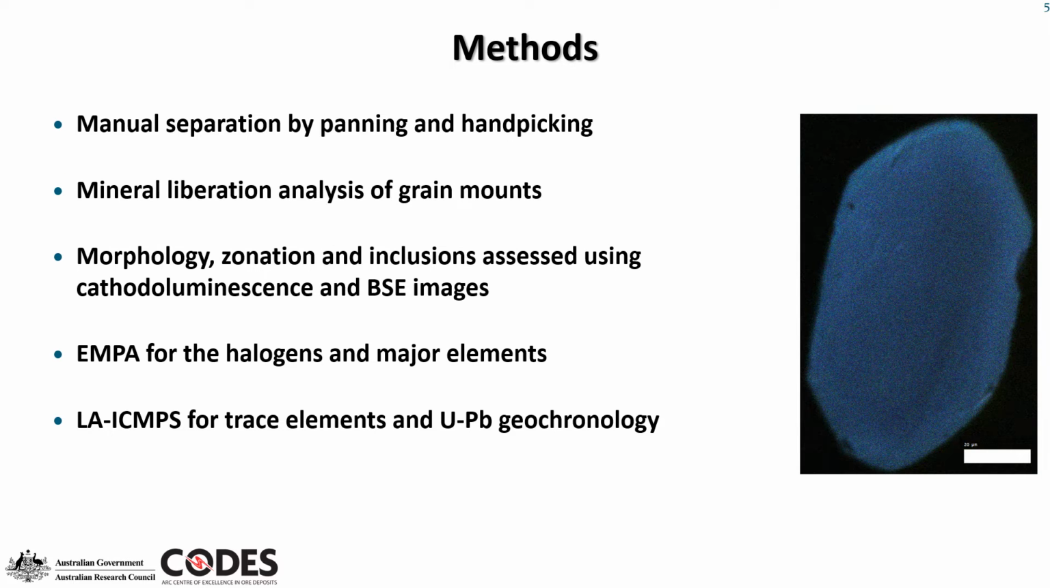So the methods used in this research: manual separation by panning and hand picking, mineral liberation analysis of grain mounts, morphology, zonation and inclusions in apatite grains are assessed using colour cathodoluminescence, backscatter electron images, as well as optical microscopy, then microprobe and laser ablation, with the work carried out in that order from least destructive to most destructive.